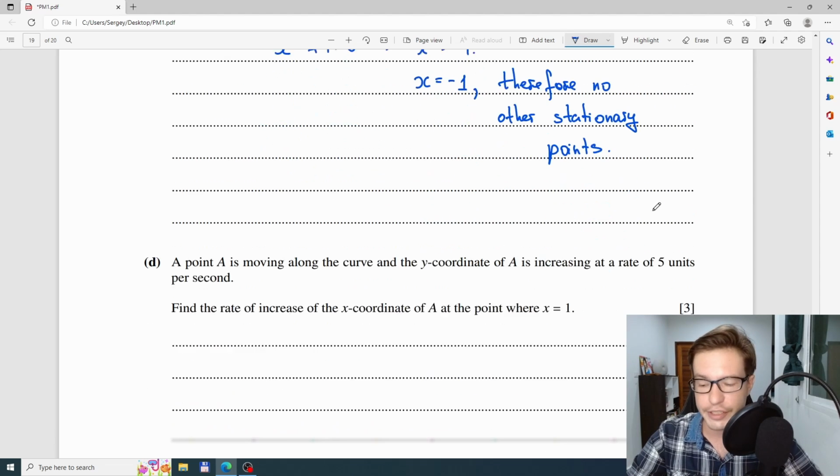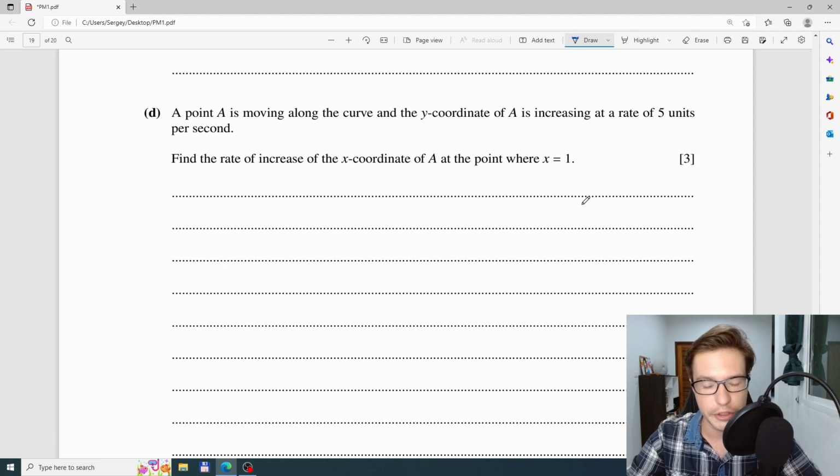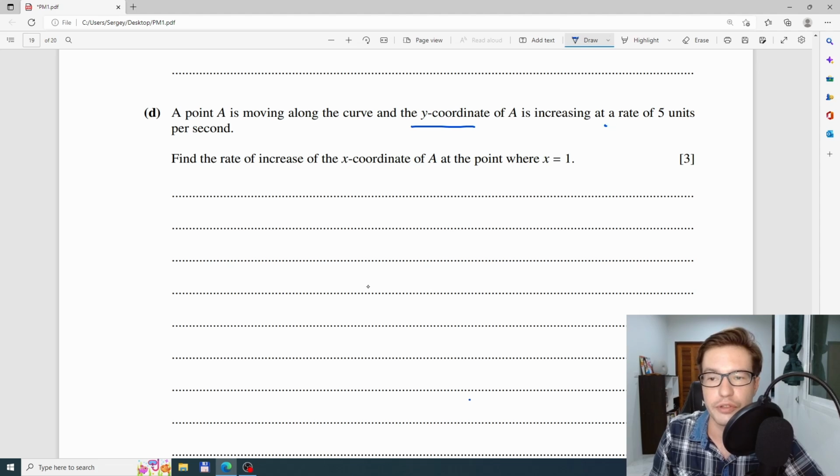Okay, now I think it's the time for the last question. Right, so the last question is about differential equations. And we're given that the point A is moving along a curve, so that the y-coordinate of A is increasing at a rate of 5 units per second. So the rate of increase of the y-coordinate is going to be the derivative of y with respect to t. So dy over dt equals 5.